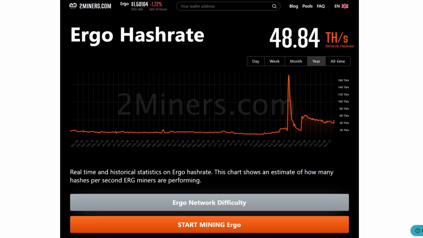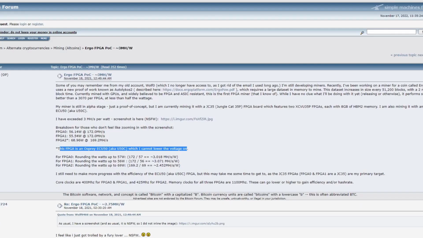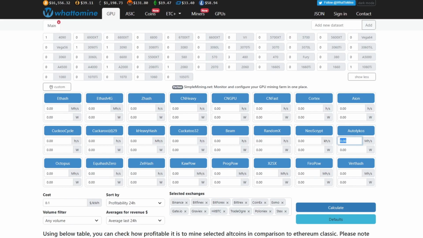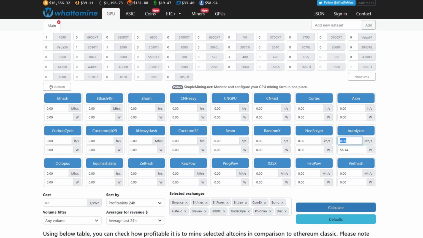Now, in terms of profitability, if we click on what to mine, we'll enter these figures if we go back to this Ergo FPGA. This is the only one where I've found actual concrete evidence of the theory of mining on the Ergo network with FPGAs. We're going to go with the top FPGA here, FPGA 0. So 56.14 watts if we put this into what to mine, and then we have 172 megahash, so we can put that in as well.